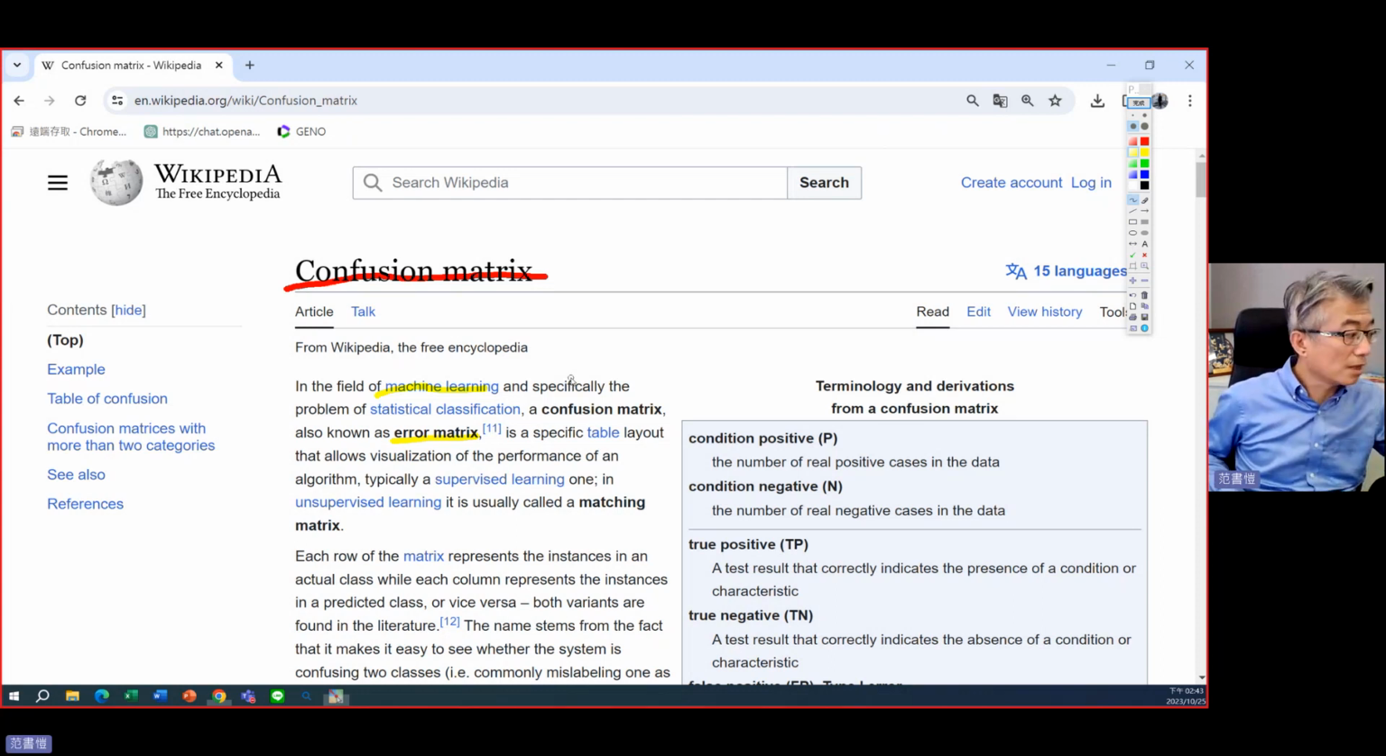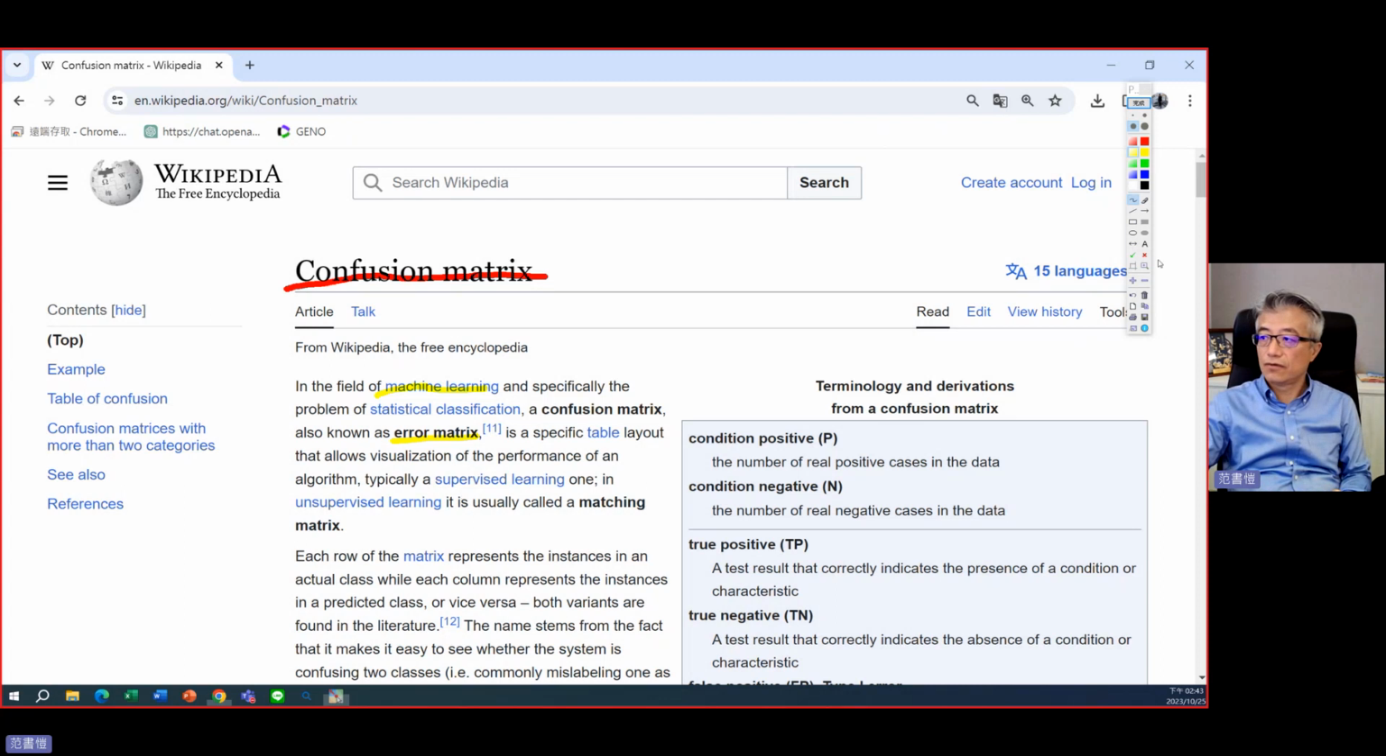It is typically used in supervised learning. From the unsupervised learning perspective, it is usually called a matching matrix. There is no label, however, there is ground truth knowledge to be understood behind it, and then you would check the label, which we call the pseudo label. Then you check the correctness and the accuracy.